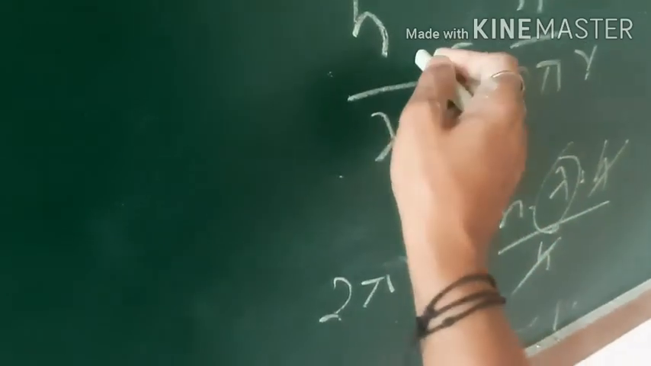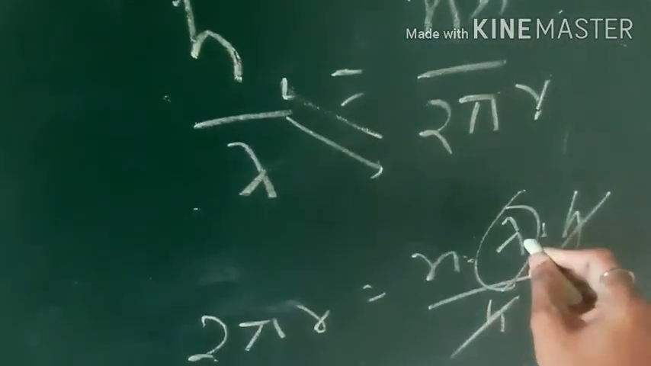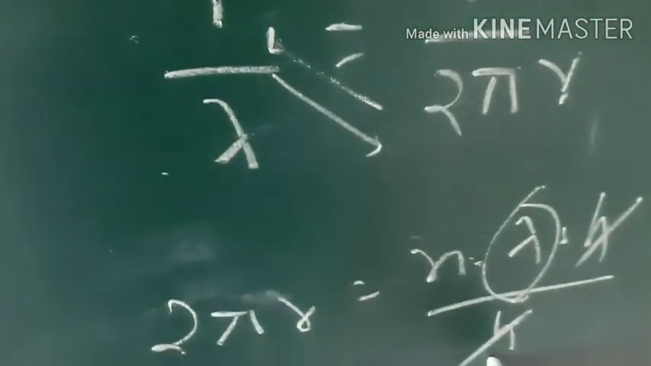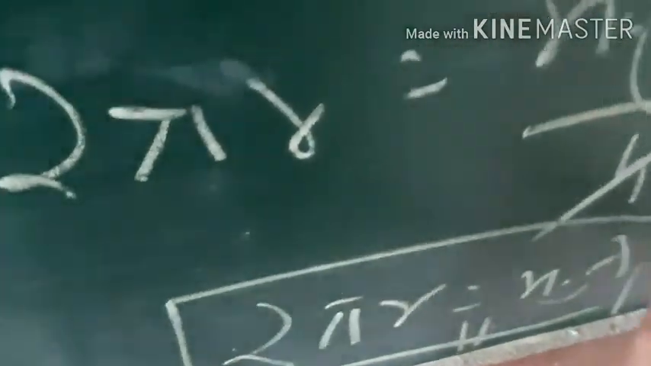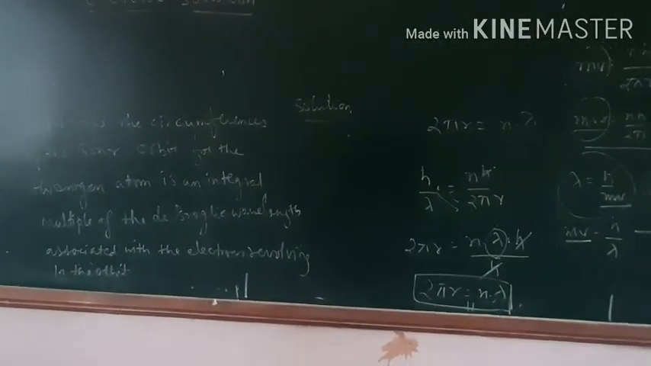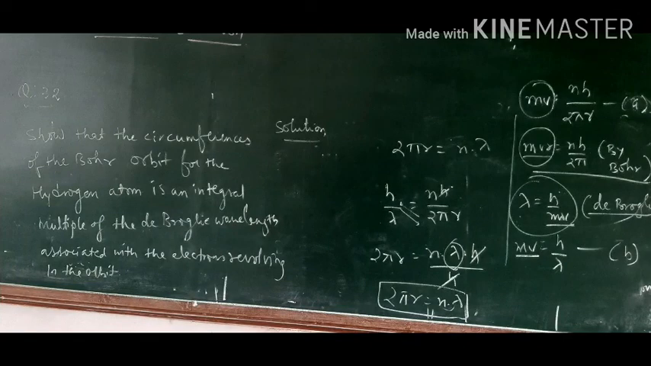So 2πr cross multiplied, the h goes away, and we get 2πr is equal to n lambda, that is, the integral multiple of this. So that is the particular question number 32, which we have already done, and then again we have repeated this. So kindly copy this, and then we are moving to the next particular question, children.